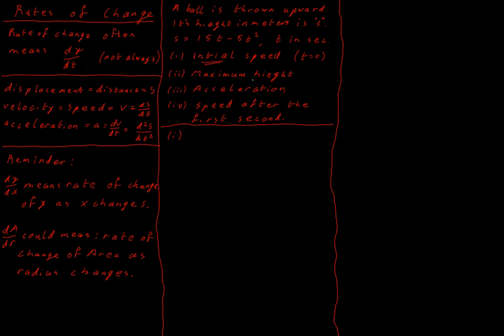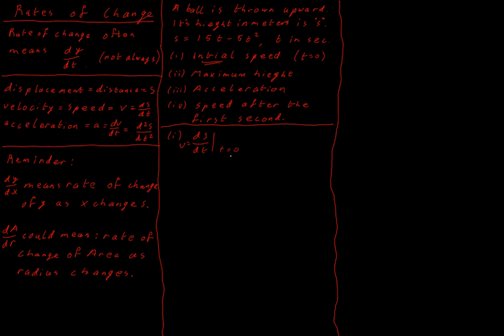Then I'm looking for, in part 2, the maximum height. We're going to come to what that means in a minute, then acceleration, then the speed after the first second. So let's get into part 1 first. So the initial speed, let's translate that into mathematical language. That means I'm looking for ds dt, so my velocity, or my ds dt, when t is equal to 0. So I need to find my velocity and then set t equal to 0.